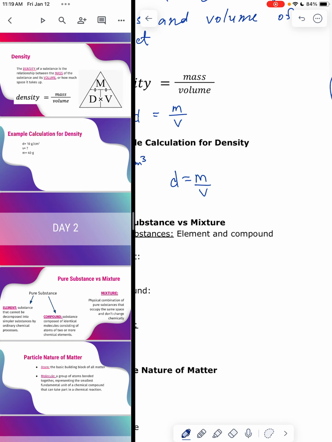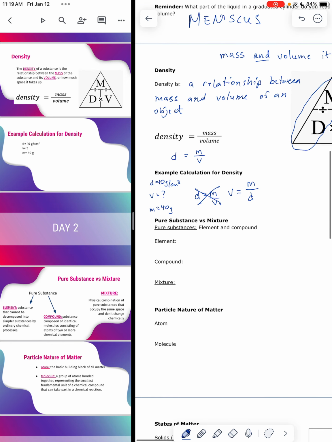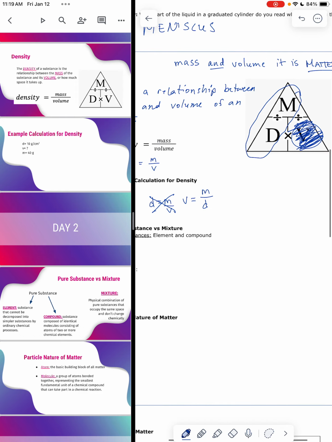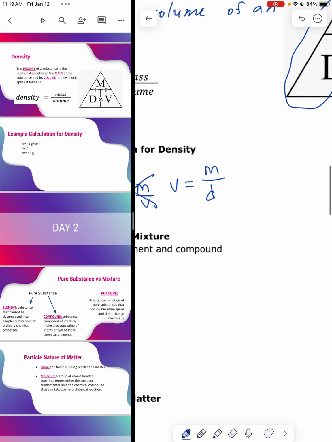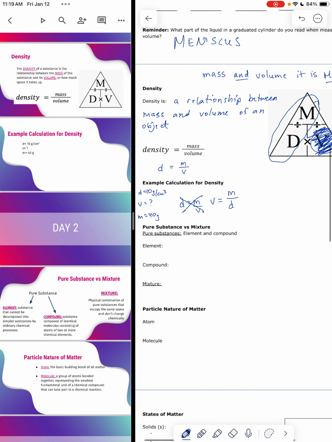So I'm going to take this equation right here and rewrite it, and use this equation instead. It's the same equation that we're using for density. The difference is now we have it in terms of volume, which is what we want to solve for. And now we just plug in what we have. So we have 40 grams divided by 10 grams per centimeter cubed, and I end up getting 4. And the unit in this case is centimeters cubed for volume. All right, so that's how you can do some of your density calculations.